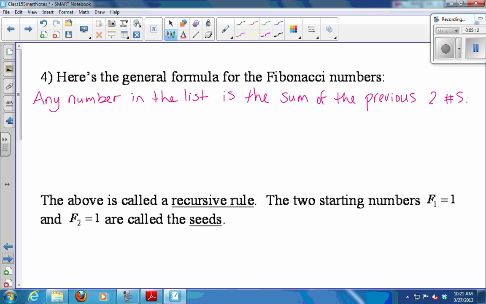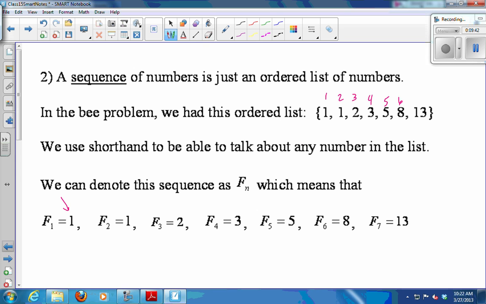So now we can translate this to the symbolic notation that we learned last class. How could we represent any number in the list? Anyone remember how we do that? N would be the nth place, yeah. So we'll have F sub n, because we denote the numbers in the list by F with a subscript. The subscripts are the n's. So we can talk about any number in the list, like F17, which represents the 17th number in the list.